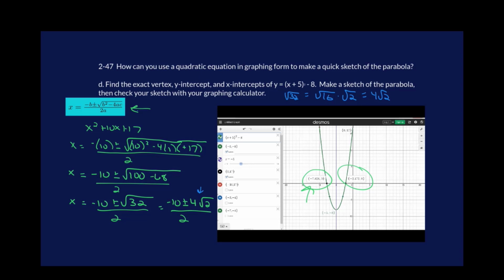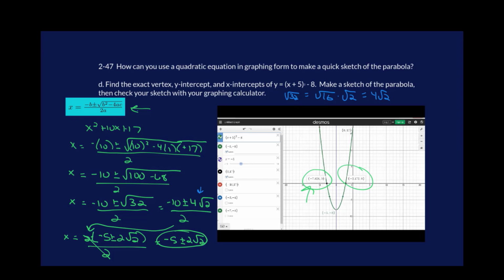Then I can factor out a 2. Let's actually take this over, we're running out of a little room. So x will equal 2 outside, -5 plus or minus 2 root 2, all over 2. And those cancel. So your final answer is -5 plus or minus 2 root 2 for your x's.